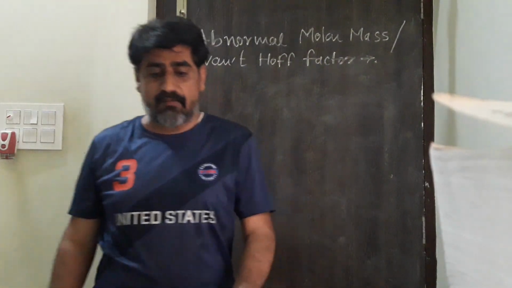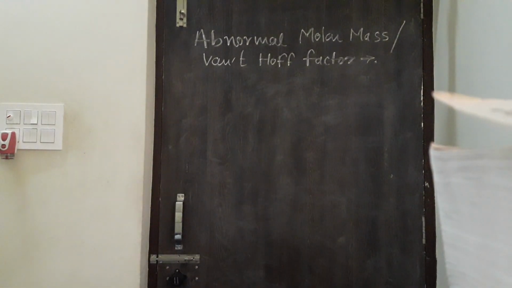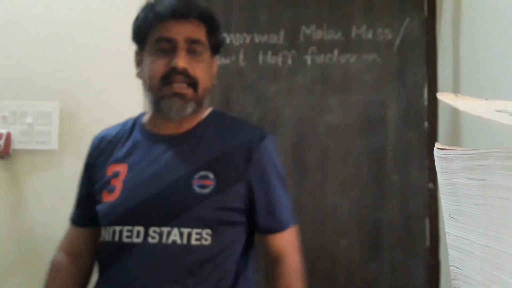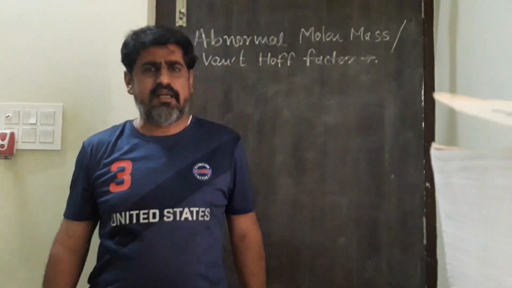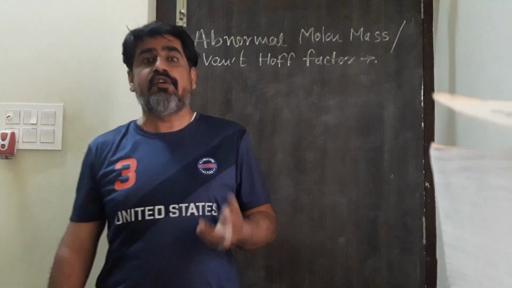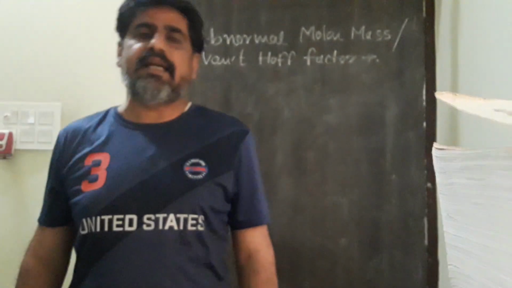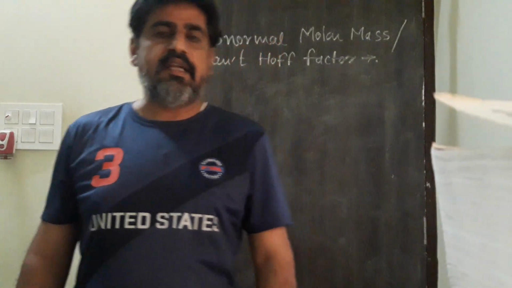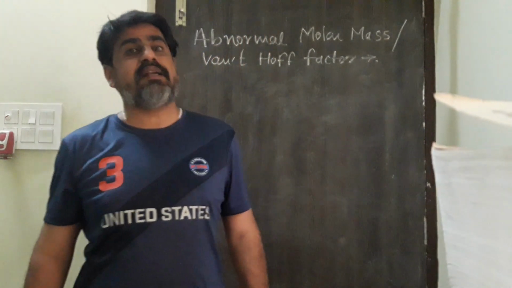What is the meaning of abnormal molar mass? To understand abnormal molar mass, first I would like to explain association and dissociation. When association or dissociation takes place in a solution, the number of solute particles becomes less or higher. Suppose I take an example of association. When we add ethanoic acid, or acetic acid, in benzene, ethanoic acid forms a dimer.